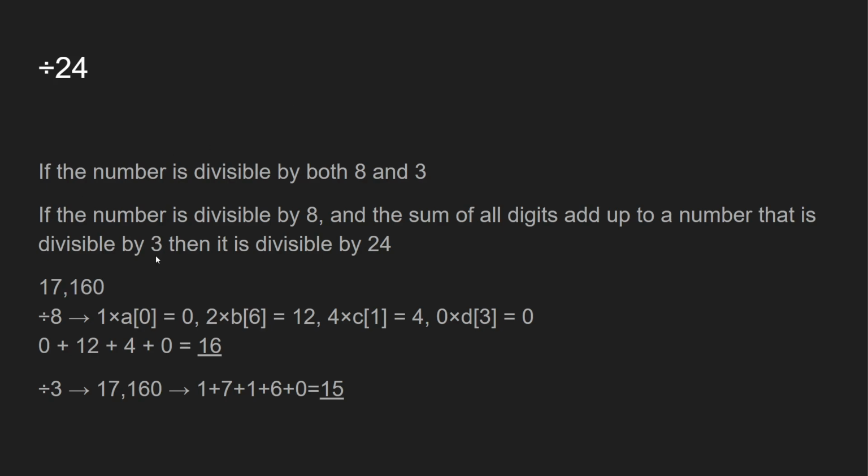24. So for 24, you cannot obviously use divisibility by both 6 and 4 because 6 and 4 have shared common multiples. So you have to use 8 and 3 because 8 and 3 don't have any shared common multiples. So if a number is divisible by both 8 and 3, that means it is divisible by 24. So proving right here divisibility by 8 by using the method I showed earlier, and proving right here divisibility by 3.